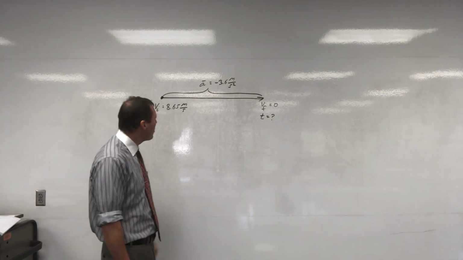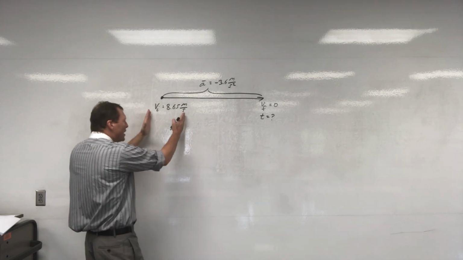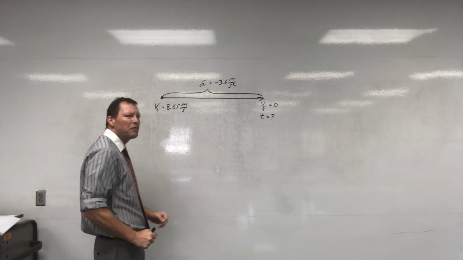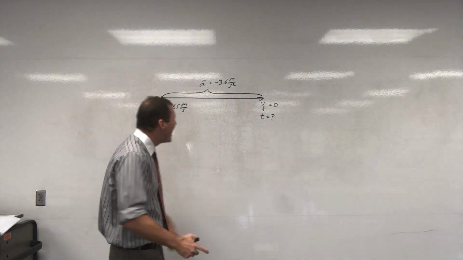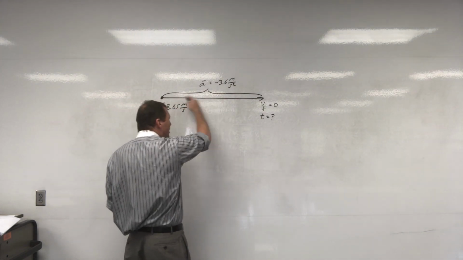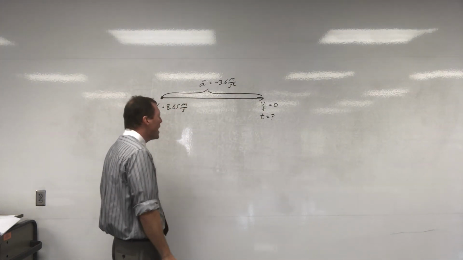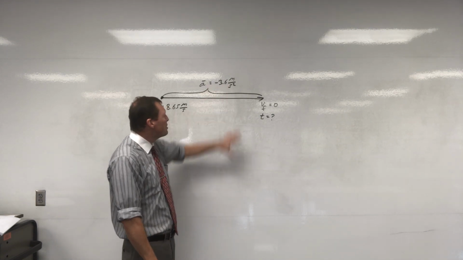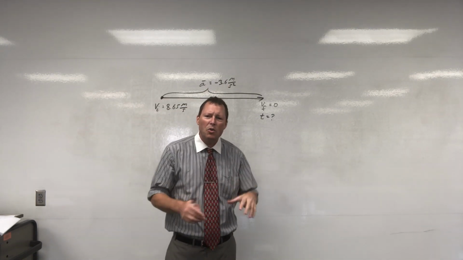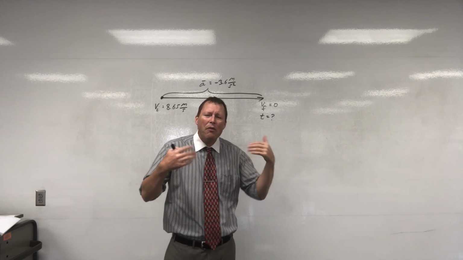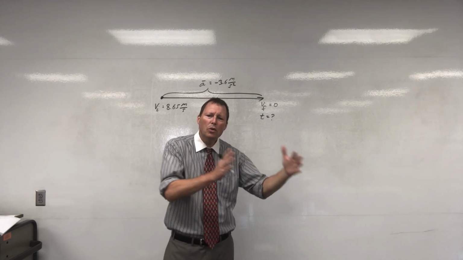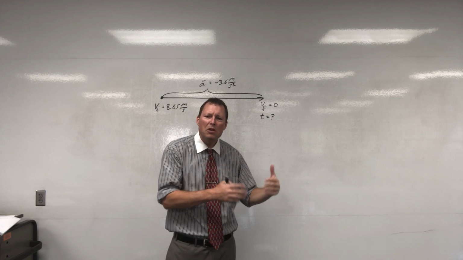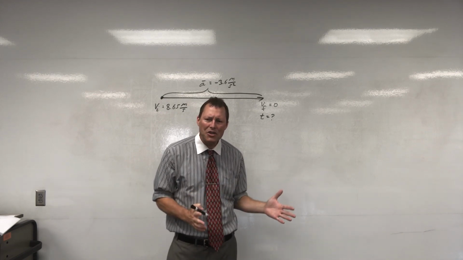So let's talk about what this actually means. Again, the car is moving along at 8.65 meters per second, and then it begins to accelerate. In this case, it begins to slow down. You notice the negative 3.6 meters per second squared. That's telling us that every second this car is losing 3.6 meters per second of velocity.